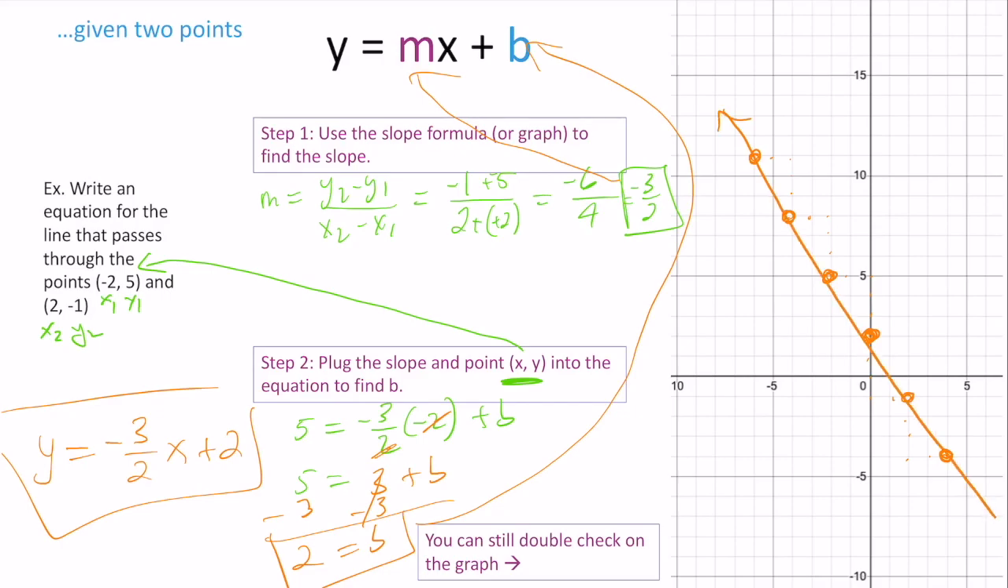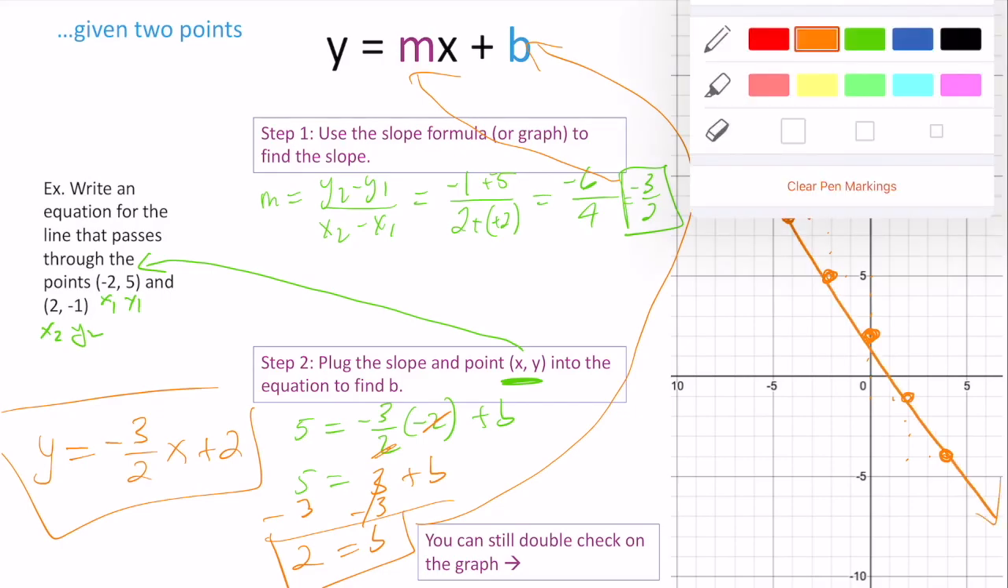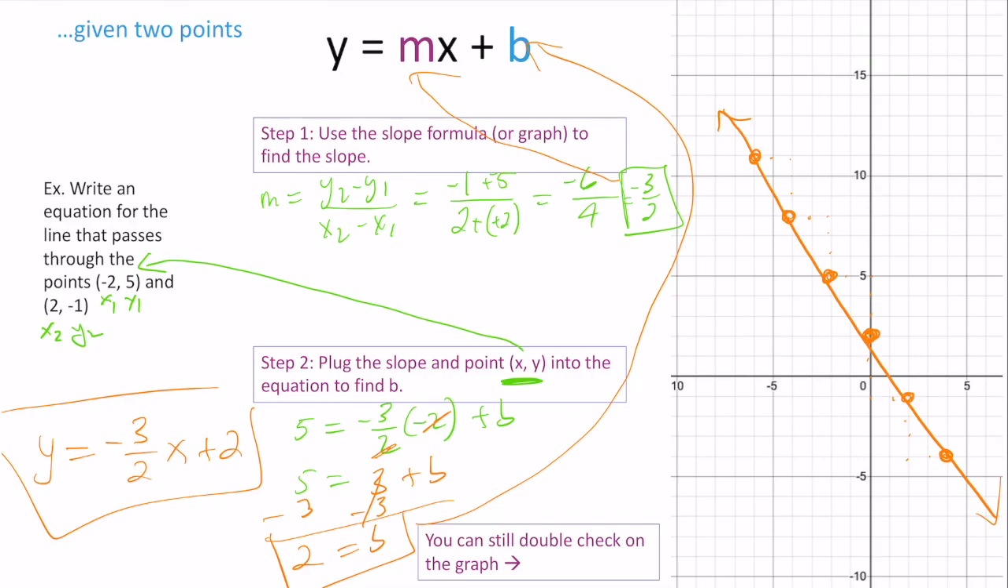And remember, if we did it correctly, then these 2 points, -2, 5, and 2, -1, should be on it. So -2, 5: 1, 2, 3, 4, 5. And guess what? That's on it. And then 2, -1. And guess what? That's on it. So we definitely did it correctly.